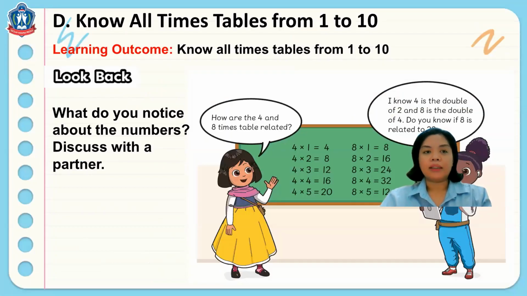Let's start with Lesson D, know all times tables from 1 to 10. So look at the picture. What do you notice about the numbers? How are the 4 and 8 times tables related? What have you observed? There are some numbers that have the same answers or products, right? During our class, we will discuss more about the times tables of 4 and 8 and also 2. They are related to each other.